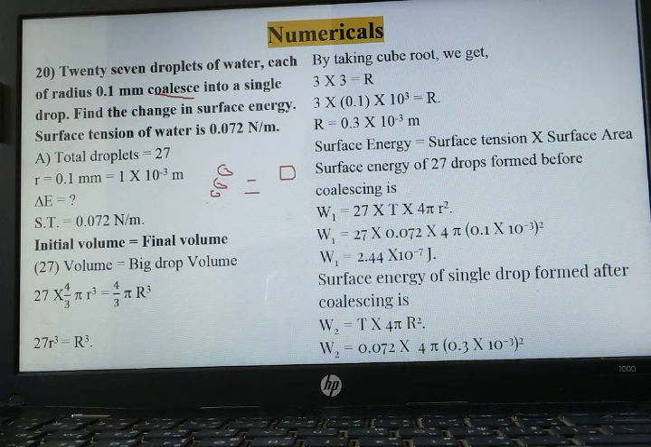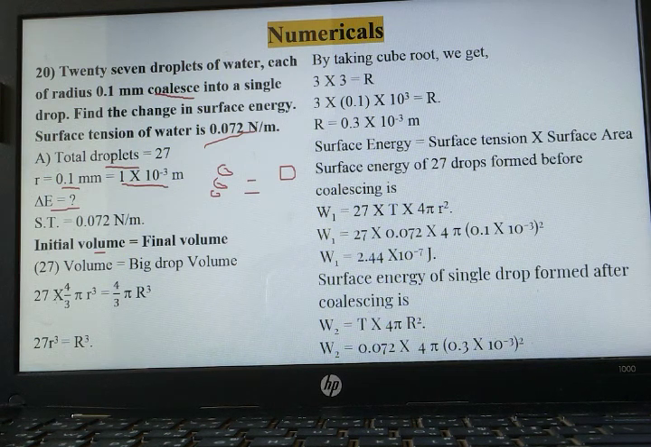For this, what we will be doing, first of all, total droplets is 27. Initial radius is 0.1 mm. We can write it as 10 raised to minus 3 meter. We have to find out the change in surface energy. Surface tension has been given, that is 0.072 Newton per meter. We know that whatever the initial volume is, that will be equal to the final volume. So the volume of 27 droplets is equal to the big drop volume.